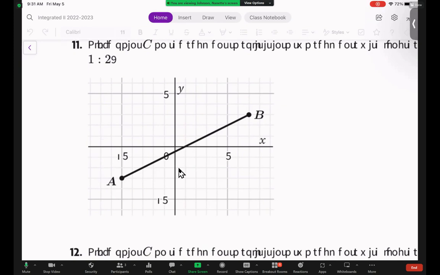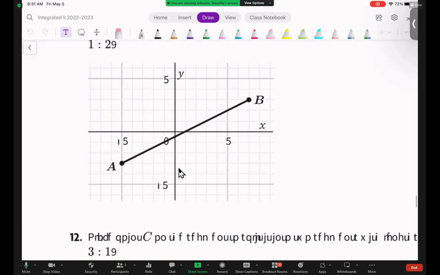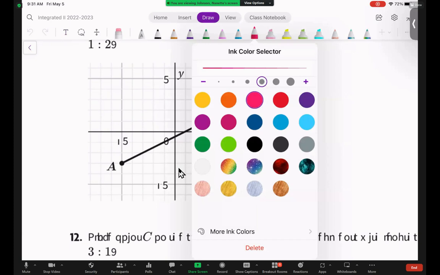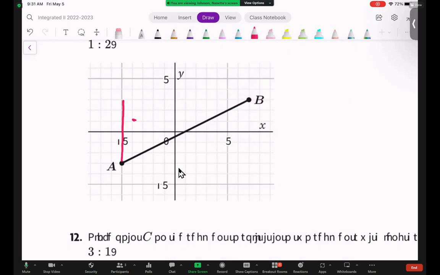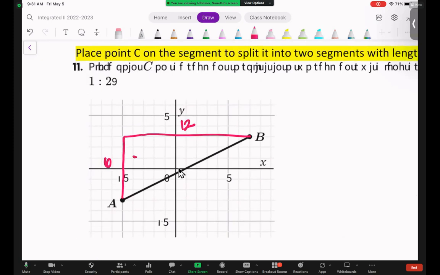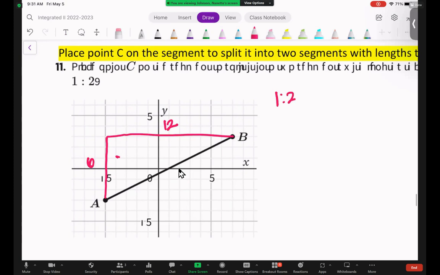So the first thing I'm going to do is count how much it goes up, like slope, right? So I go up this much, which is 1, 2, 3, 4, 5, 6. And over is this much, which is 5, 10, 11, 12. And so if I wanted to split it up into 1 to 2, that means for every 1 unit in one place, I need 2 units to go to the other place. So I'm going to start splitting it up like this.